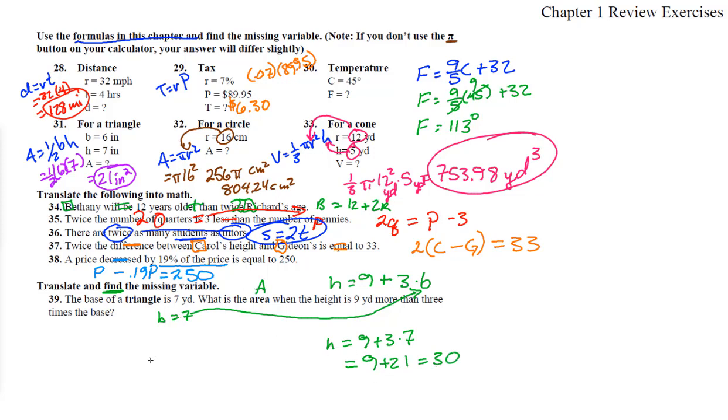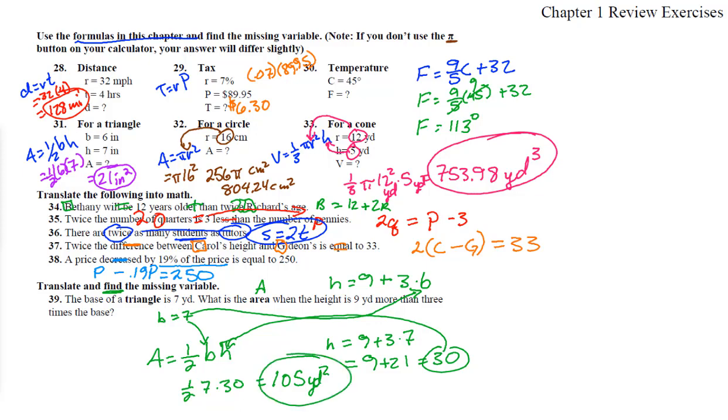Do we know how to get area? Yes. Area is 1/2, it's a triangle, base times the height. So 7 goes in here, and 30 goes in there. So 1/2 times 7 times 30, that's going to be 105. And notice we're in yards, so for area, this will be yards squared. Excellent.